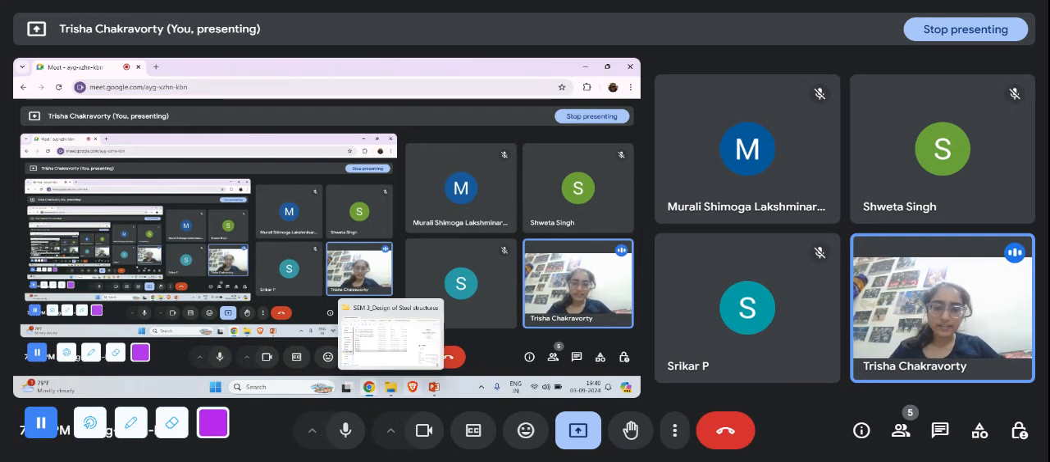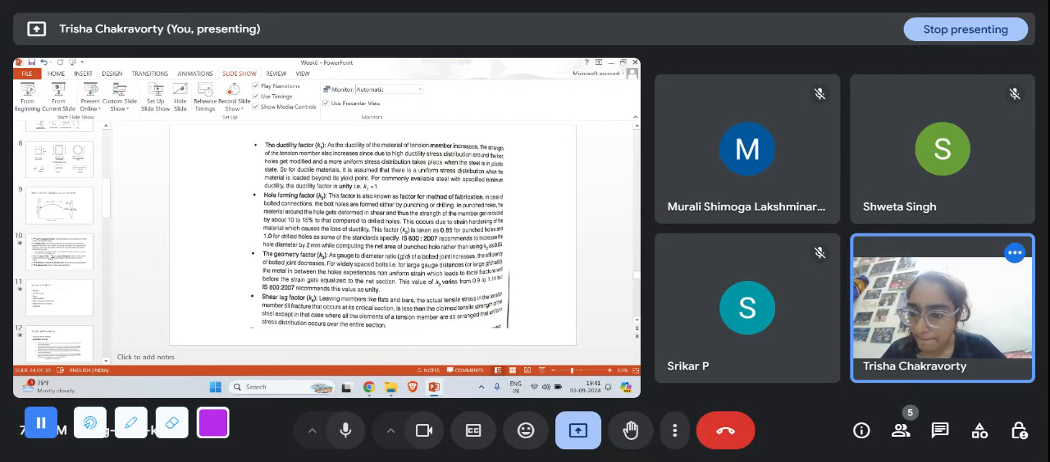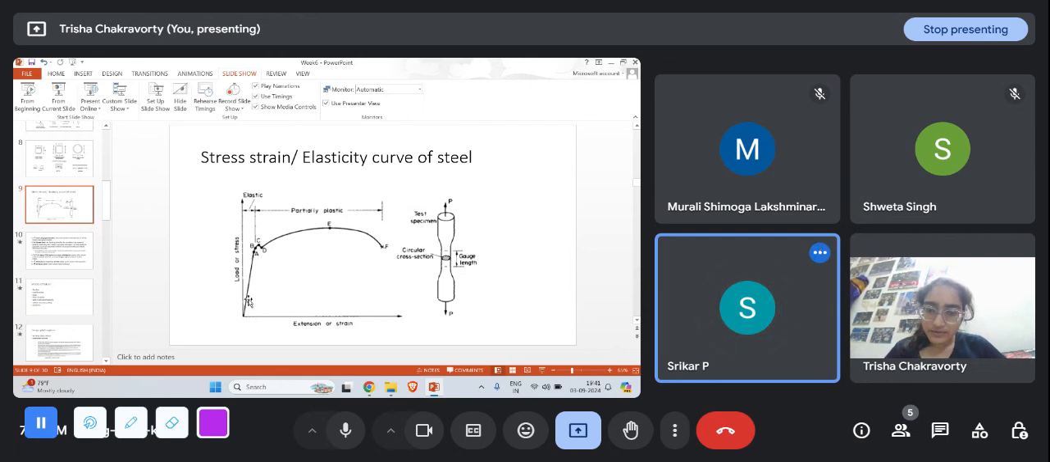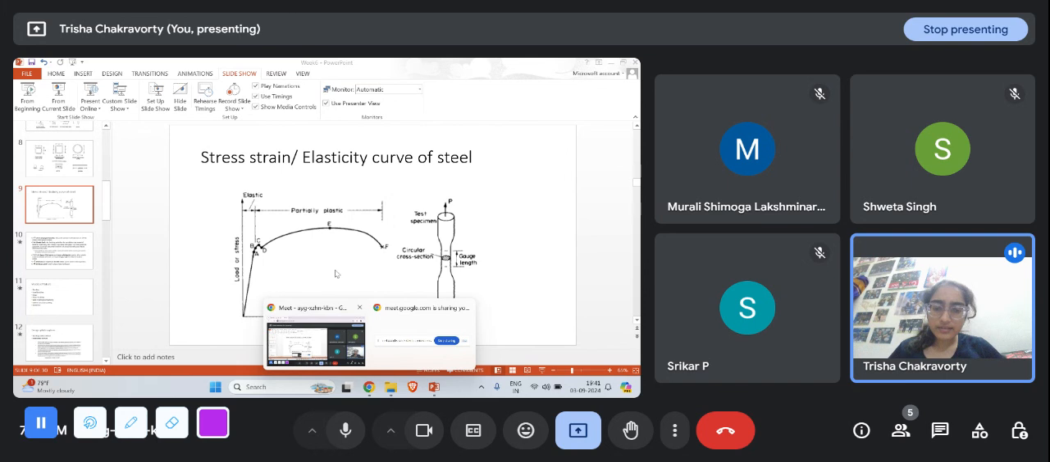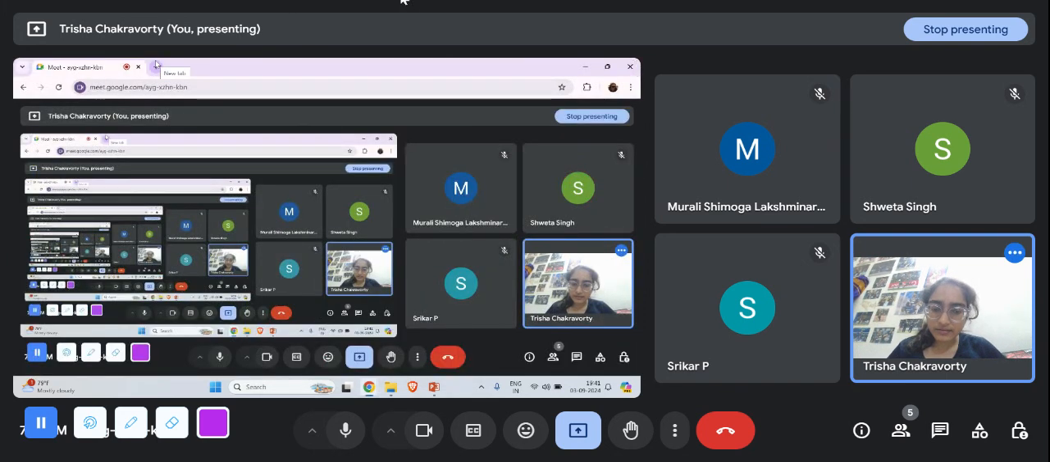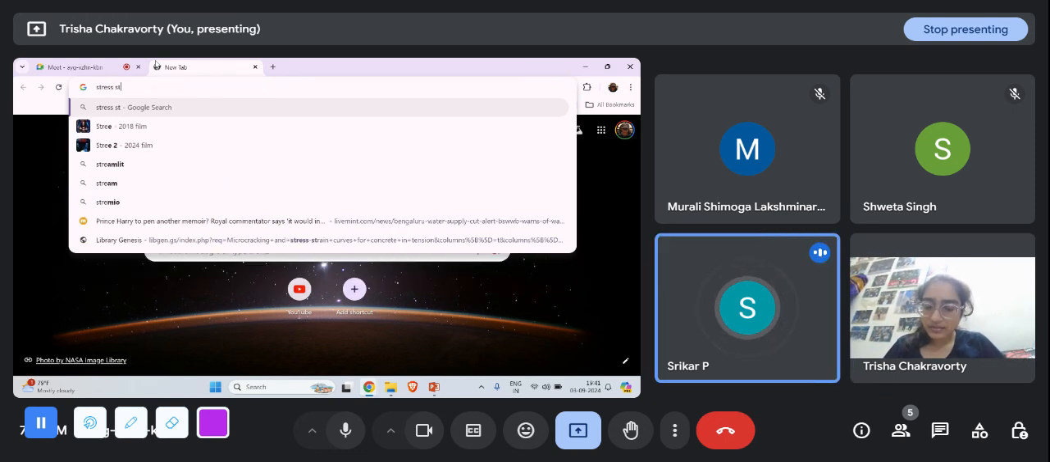As we looked at the stress strain curve of steel, it goes like this. So the area inside, you will see, is very large. Now I'll just show you. Can you see my screen? Yes, I can see your Chrome page.